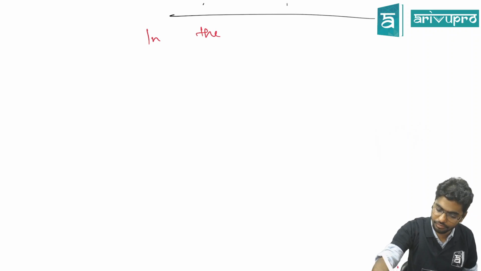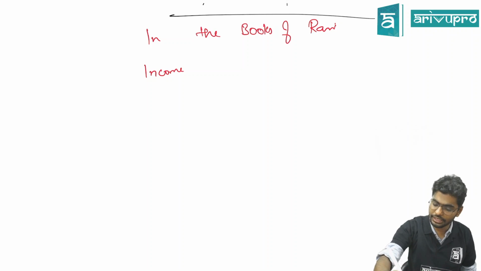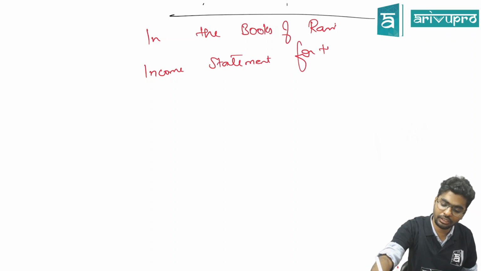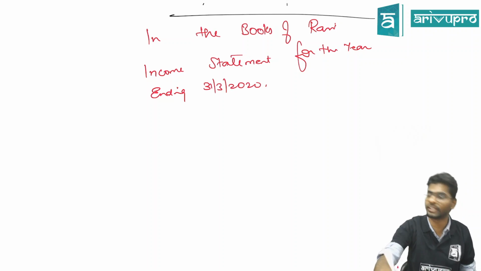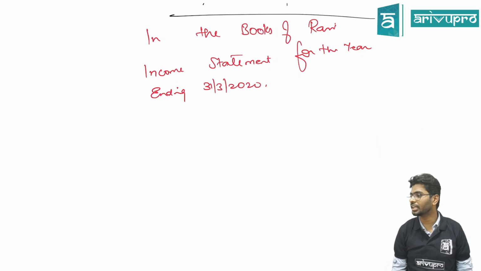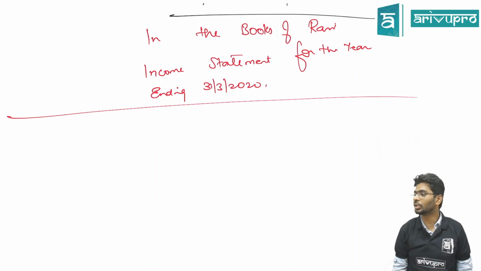In the books of Ravi, income statement for the year ending 31st March 2020. This is generally going to be your heading for every profit and loss account or a trading account. Are you clear? From this, I only have 4 columns.